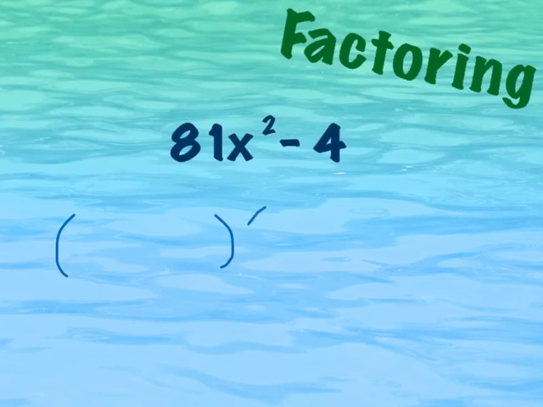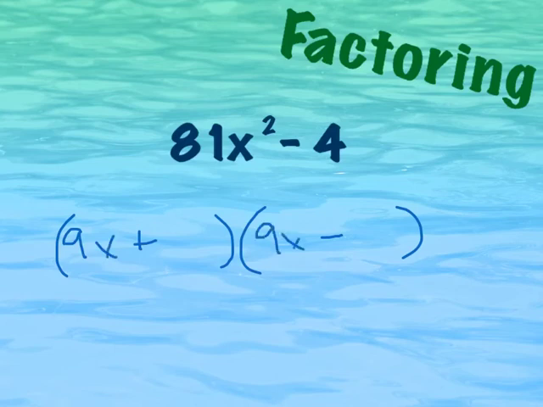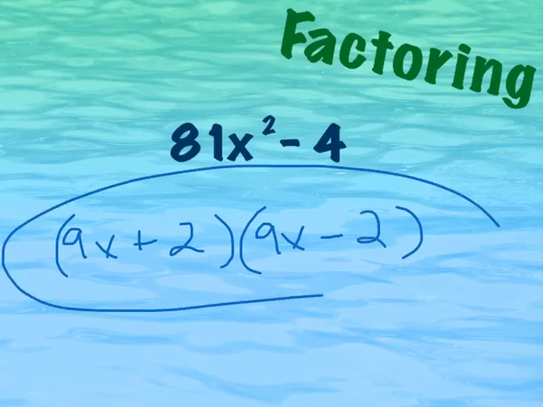That means I'm going to go ahead and set up my two binomials. I know it's going to be a plus and a minus because that's the rule. The square root of 81x squared is 9x and 9x. The square root of 4 is 2 and 2. And that is our final factored answer.